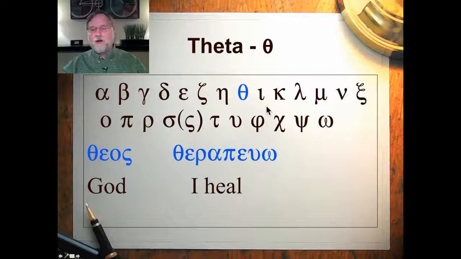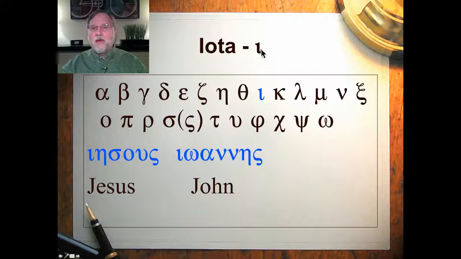Okay, we've had a couple of hard ones, a couple of different ones, and now we're at an iota. And an iota is exactly like an English I, except it doesn't have a dot on the top, so you don't even have to remember that. Just make an English I without the dot on the top, and that is an iota. Iota for the English I.